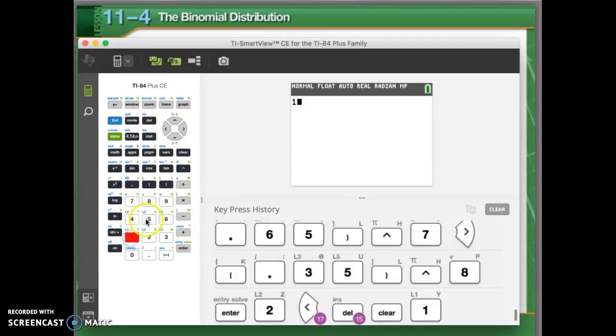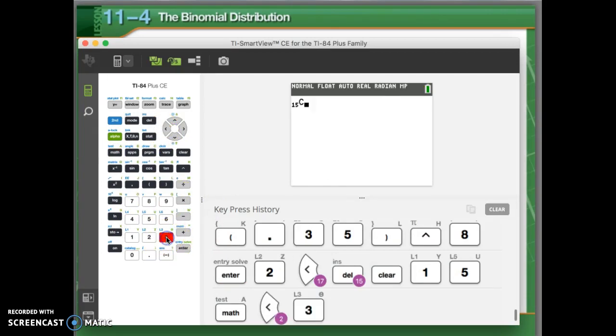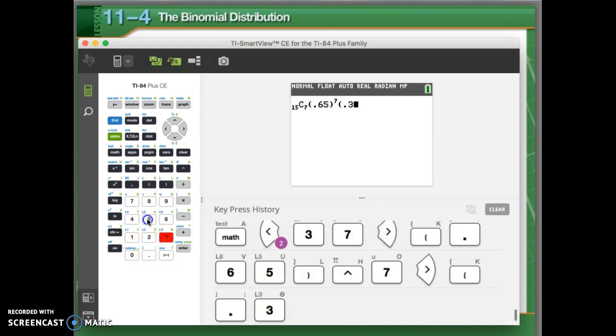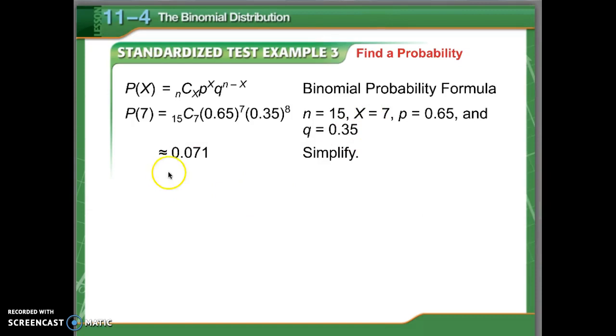We're going to type 15 math probability, choice 3, 7. Make sure you hit the right arrow to get back on the main level, times 0.65 to the 7th power for 7 successes. Hit the right arrow, times 0.35 to the 8th power for 8 failures, and then hit enter, and we get 0.071, which was the same answer that we got here.